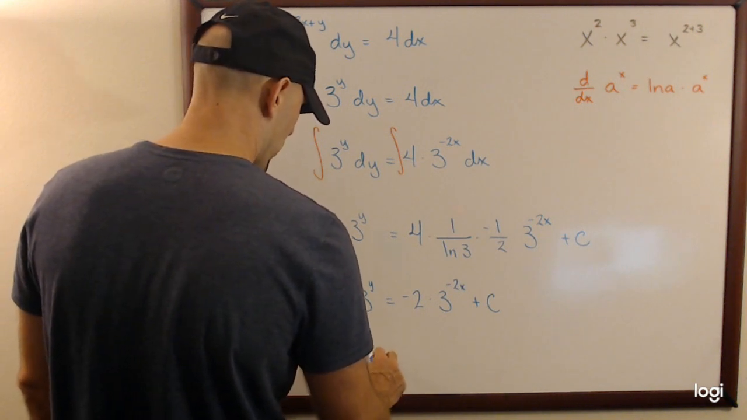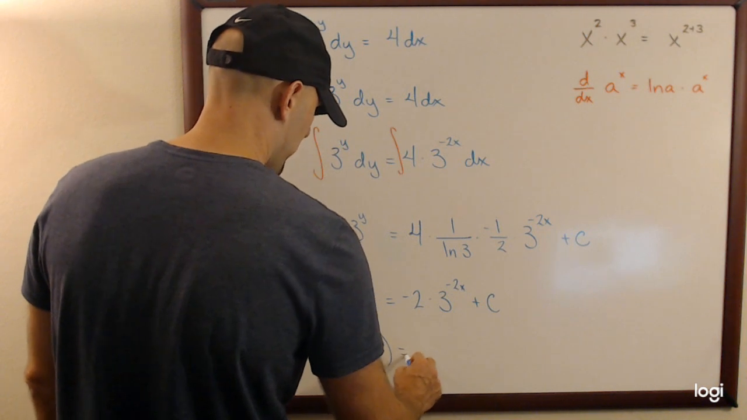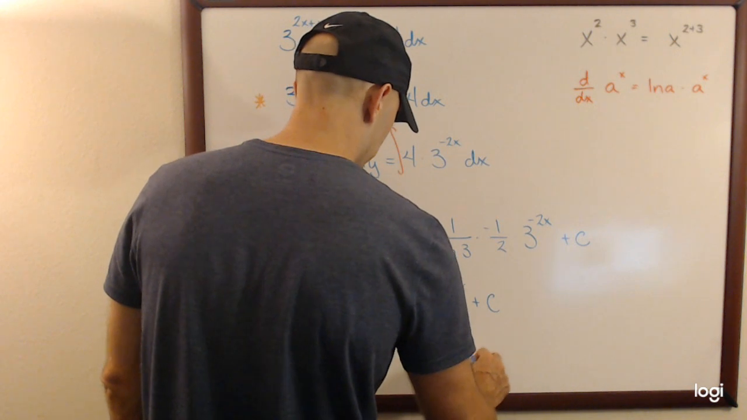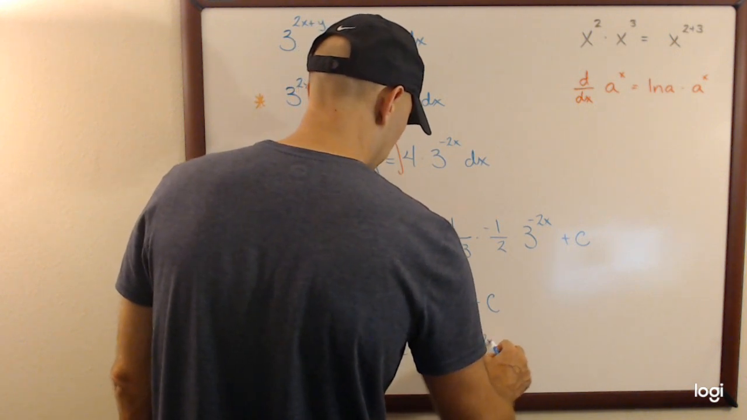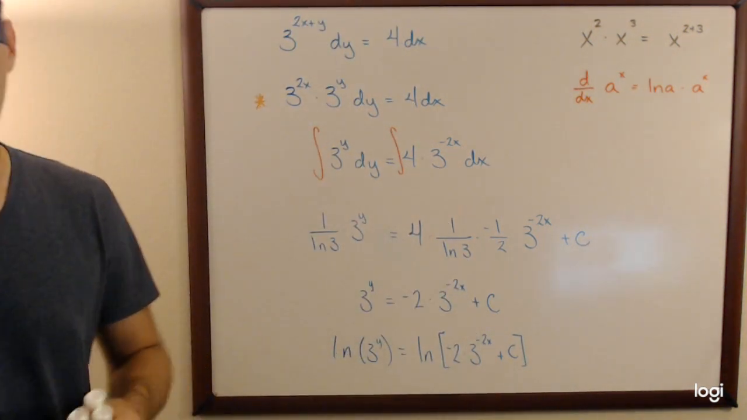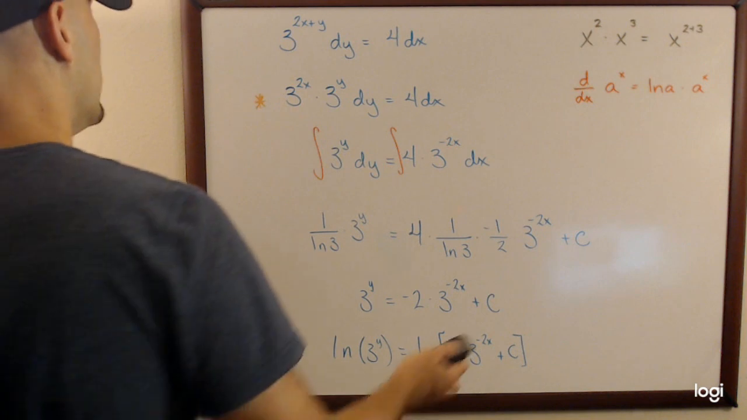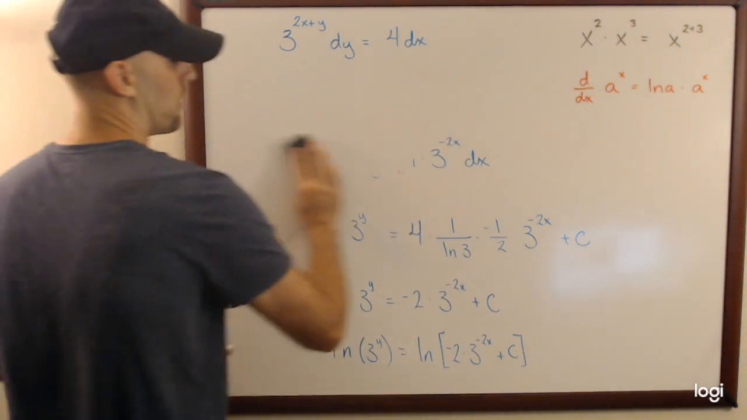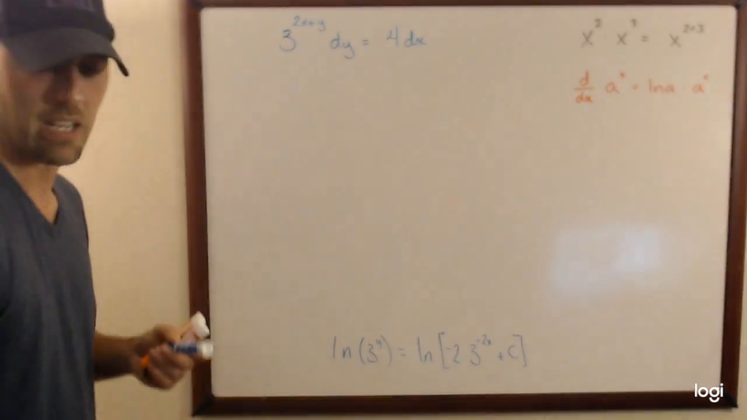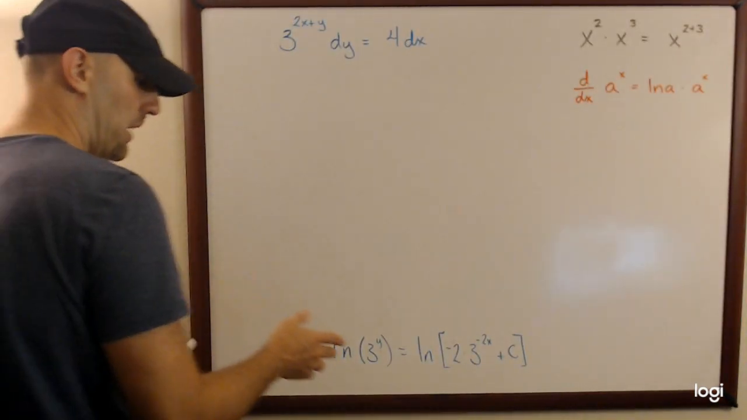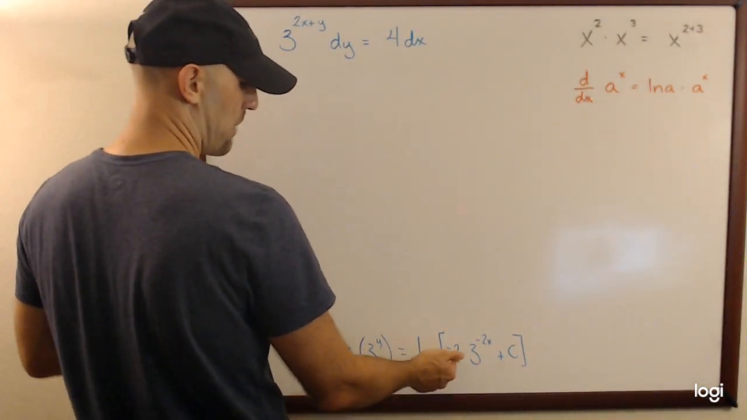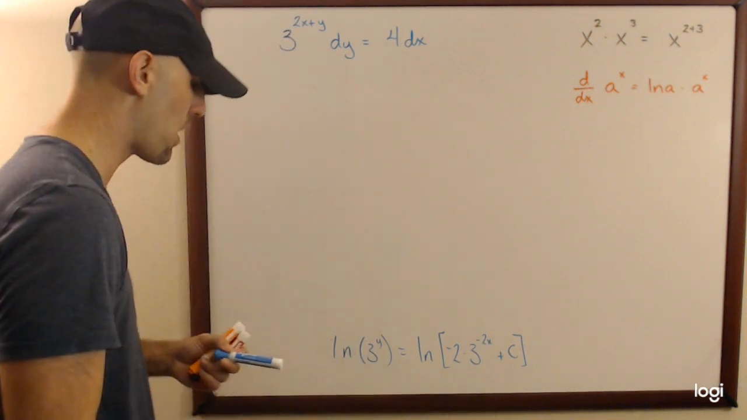So I've got the natural log of 3 to the y. And over here on the right, I've got the natural log of negative 2 times 3 to the negative 2x plus c. And it's at this point that, man, I have some students that start getting all kinds of crazy with their attempted simplifications here. So to be clear, the natural log does not distribute, so there's really nothing you can do with this. You can't multiply the negative 2 and the 3 together. Please don't try.